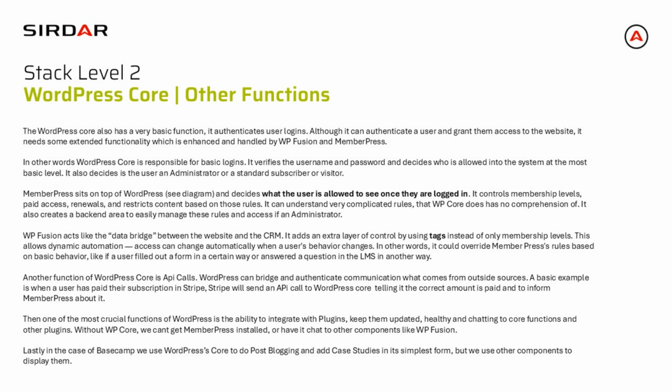WP Fusion adds an extra layer by using tags. These tags can change automatically based on a user's behavior, which allows dynamic access control. WordPress Core also handles API calls, like when Stripe confirms a payment, and it manages all plugin communication. It also powers basic posts and blogs used in Basecamp.